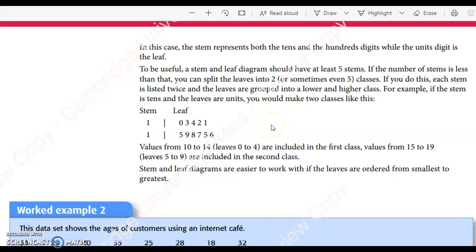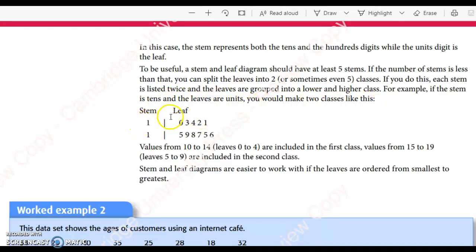To be useful, a stem and leaf diagram should have at least 5 stems. If the number of stems is less than that, you can split the leaves into 2 or sometimes even 5 classes. If you do this, each stem is listed twice and the leaves are grouped into a lower and higher class. For example, in here the data is tens and the leaves are units. You would make 2 classes like this.